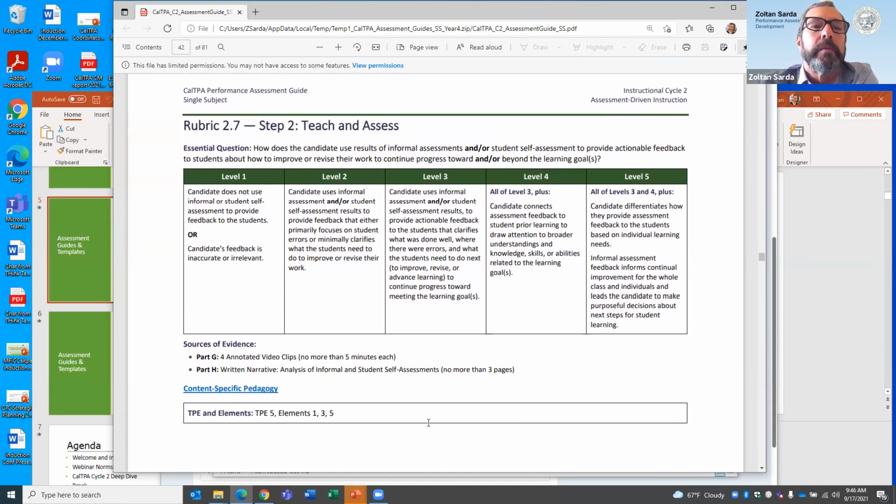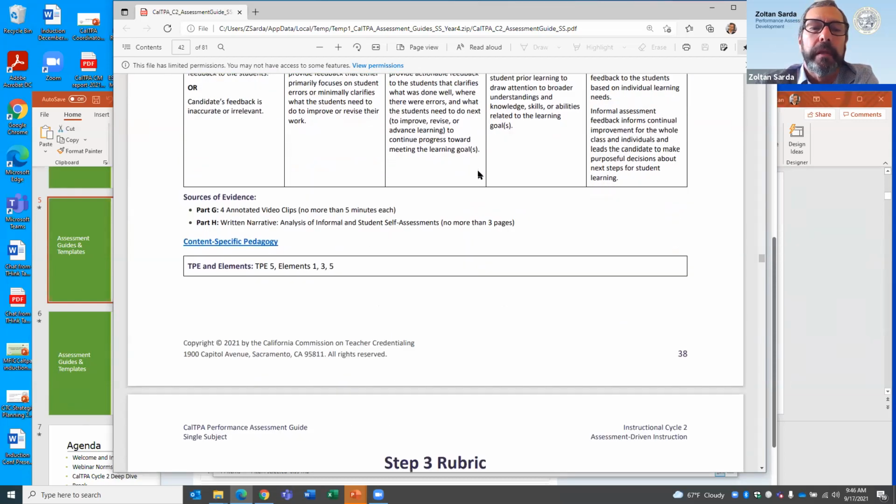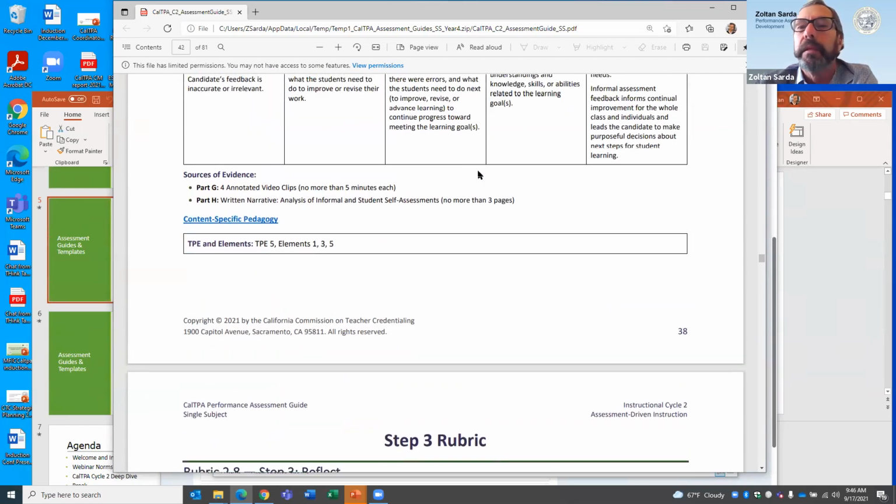And then rubric 2.7 is how are they using the results of the informal assessment and student self-assessment to provide actionable feedback. This is a key part here for students to improve or revise their work. Again, aligning that feedback to the learning goals and providing it in a way that students can use it to improve their work and their understanding.